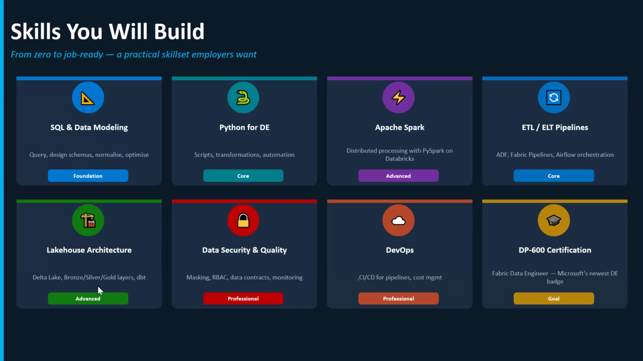How do you encrypt the data so that the security will be implemented? So these are all the things you do. And of course, once the application is built, then how do you deploy it? How do you create a CI/CD pipeline? How do you do cost management? How do you optimize it? Everything you're going to do.